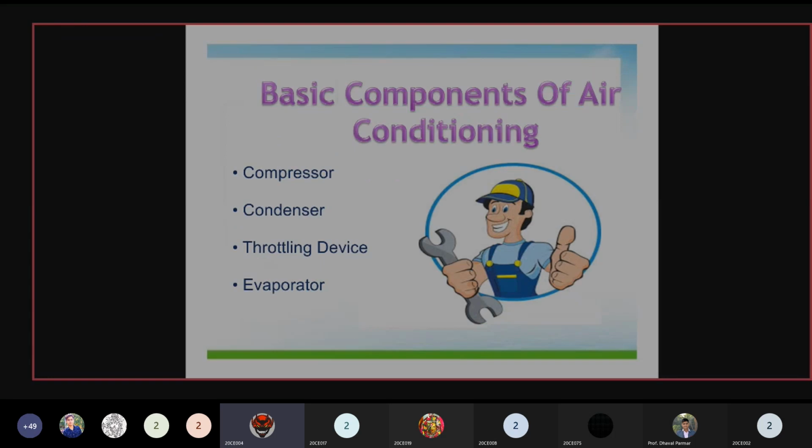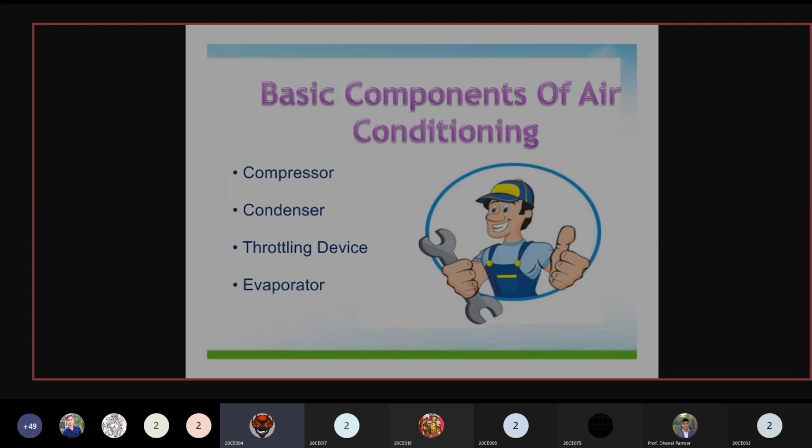Basic components of air conditioning. First, compressor. Compressor is the heart of air conditioning system. It pumps the refrigerant throughout the system. Refrigerant is the chemical substance used in air conditioner for cooling purpose. Compressor pumps the low pressure gaseous refrigerant to high pressure to the condenser. If there is no compressor, no cooling takes place.